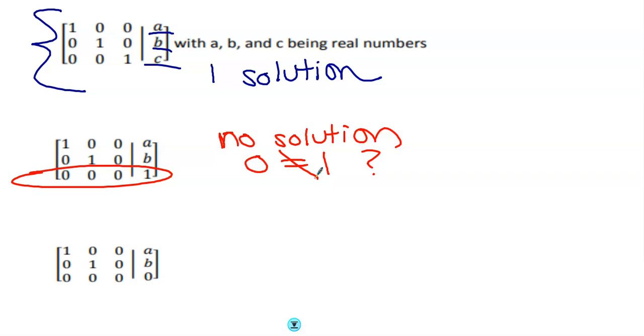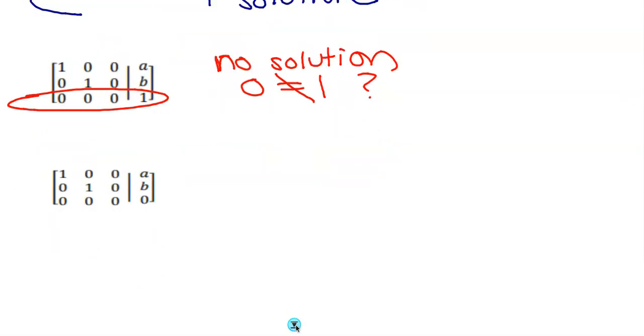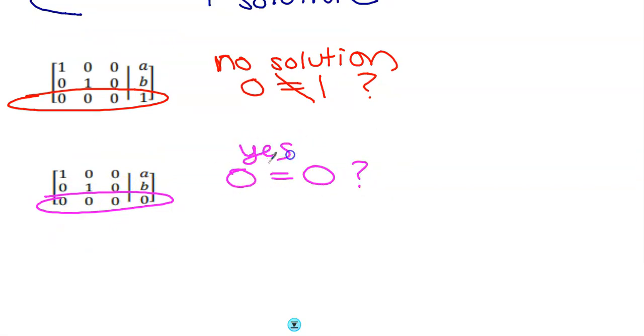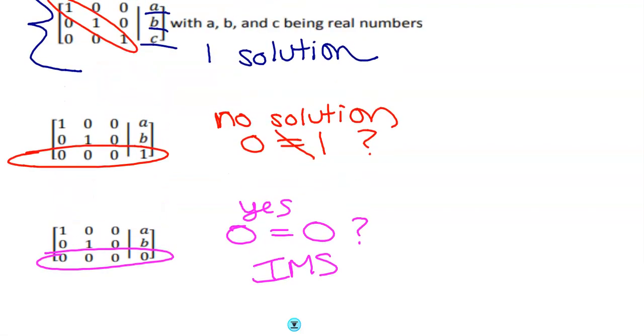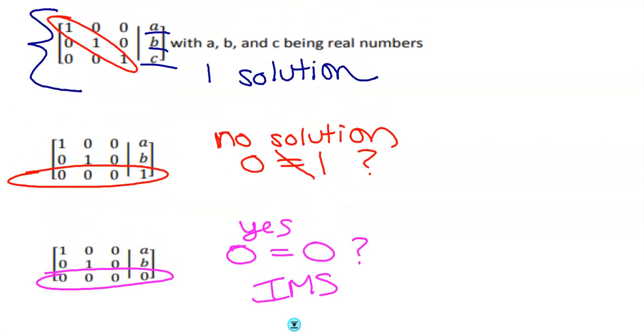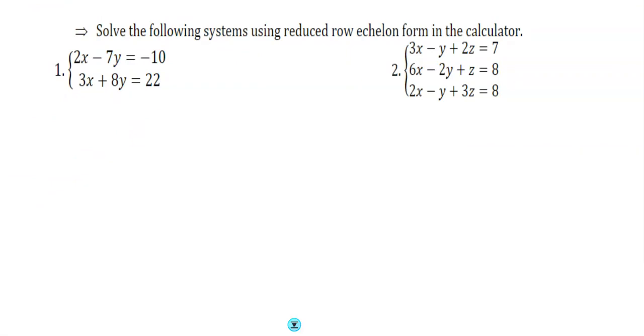So if there's not a placeholder of a 1, if it doesn't make this beautiful pattern, something's amiss. Compared to if you have 0, 0, 0, 0, well, does 0 equal 0? Yes. So this would be infinitely many solutions, which means more than one solution works. So those are the 3 different types of results you could get. All right, so let's get after it.